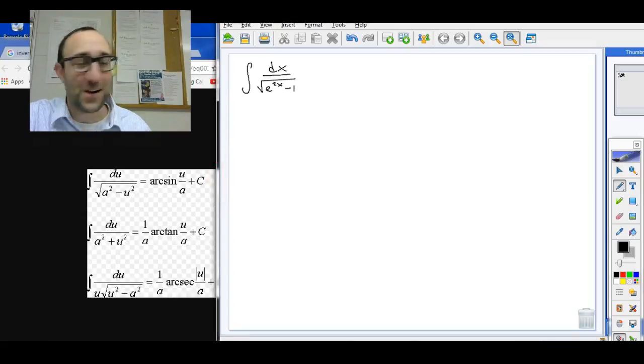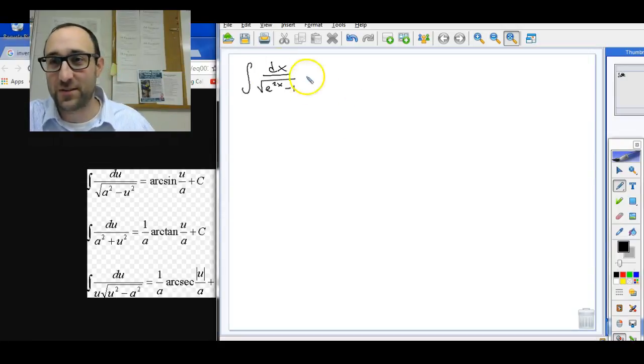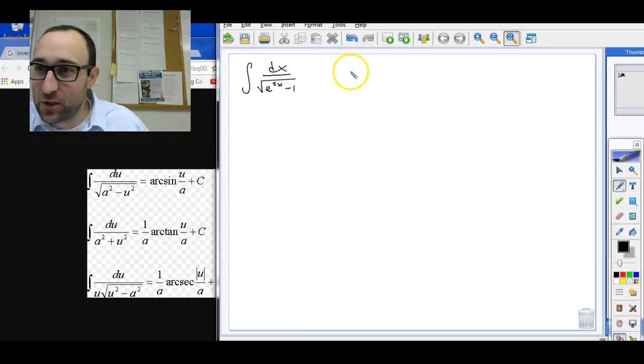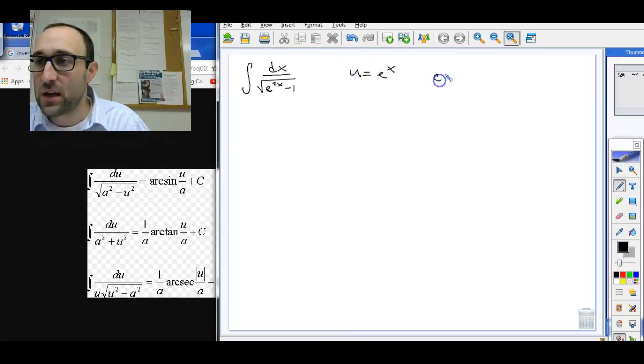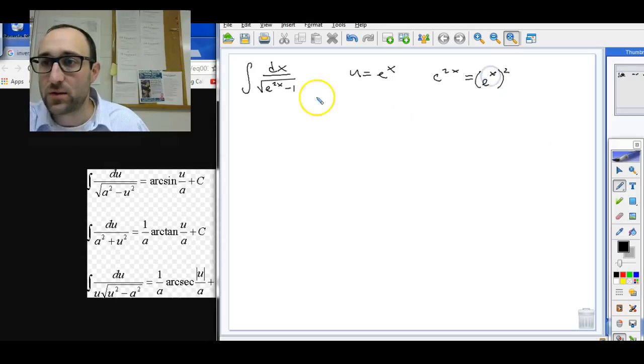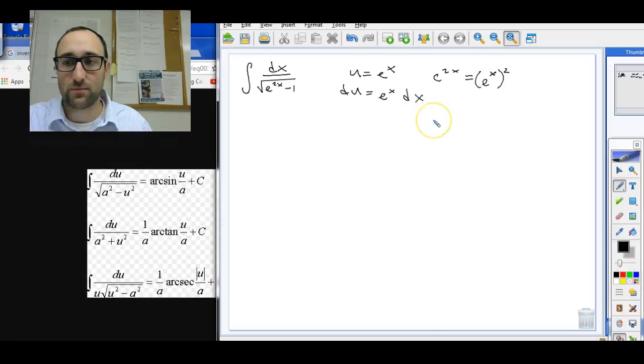Alright, so here we are back at the integrals after some technical difficulties. Let's first do u equals e to the x. That makes sense because e to the 2x is the same as e to the x all squared. And then we know that du equals e to the x dx. So that seems all fine and good.